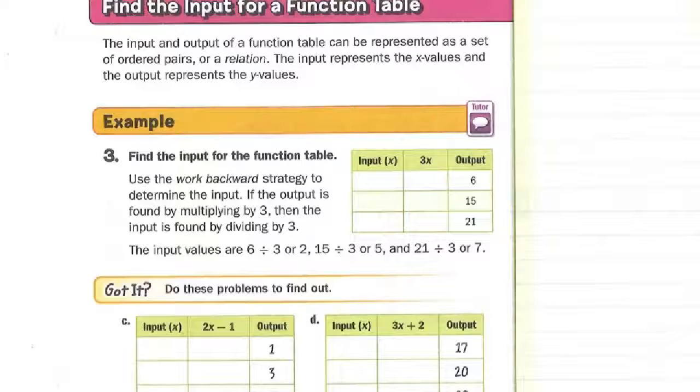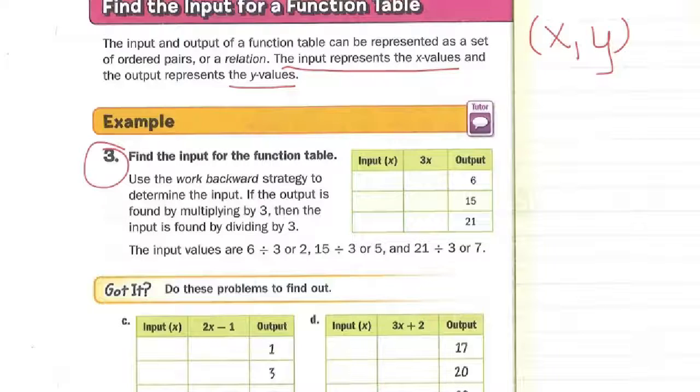Okay, what happens if you're given the output and you need to find the input? The input and output of a function table can be represented as a set of ordered pairs, or a relation. The input represents the x value, and the output represents the y, just like we just talked about already. And remember, ordered pairs, you should have learned this in social studies already. Ordered pairs are written like this: (x, y). X always goes first.